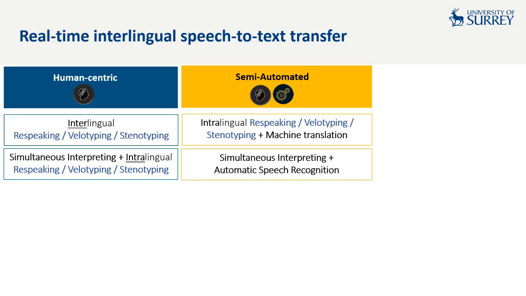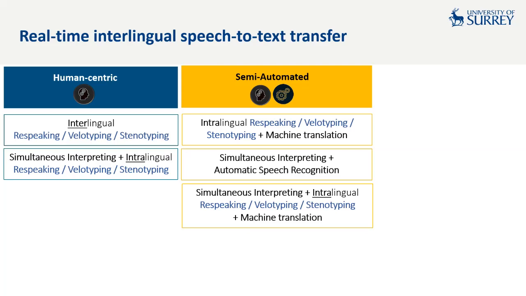Simultaneous interpreting can be combined with automatic speech recognition. This would require additional human post-editing input, as no speaker-independent ASR system can ensure fully accurate recognition, segmentation, and punctuation of natural speech under any circumstances.